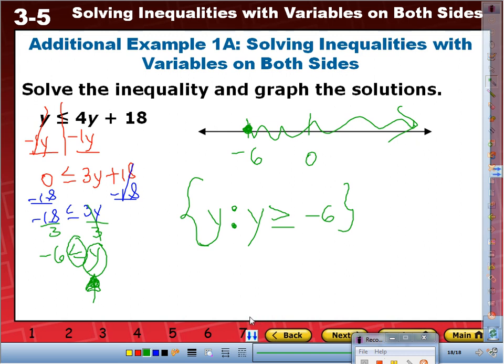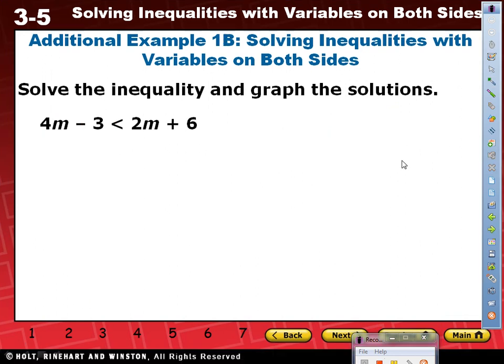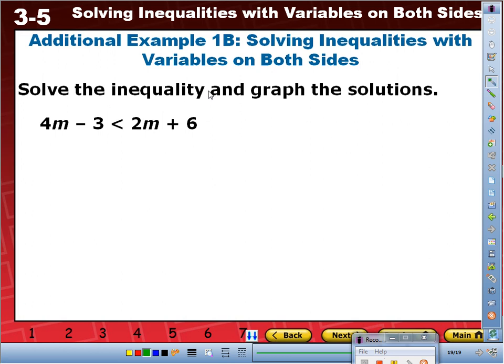Everybody got it? Okay. So now that you see that we're starting to see variables on both sides, let's do this next one together. Copy this next one down, please. Example 1B. It says, solve the inequality and graph solutions. 4m minus 3 less than 2m plus 6. Okay, line down your inequality symbol. There it is. And let's go through our steps. Step 1, simplify. Do we have anything to simplify on this one? No. About this side? No.